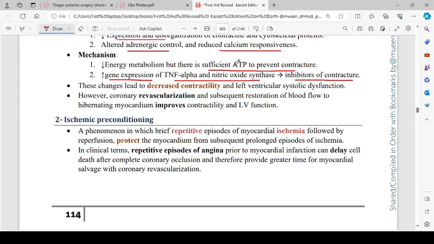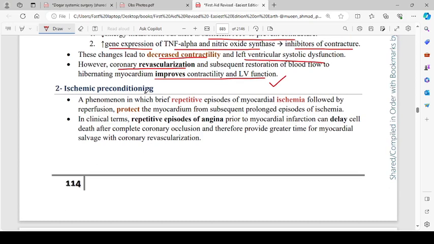Decreased energy metabolism, there is sufficient ATP to prevent contracture, and increased gene expression for TNF alpha and nitric oxide. Both of these things prevent the contracture. These changes lead to decreased contractility and left ventricular systolic dysfunction. However, coronary revascularization and subsequent restoration of the blood flow to hibernating myocardium improves the contractility and left ventricular function. What is ischemic preconditioning?